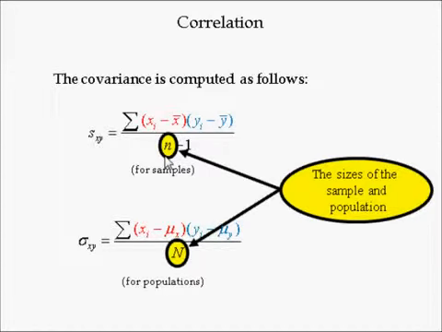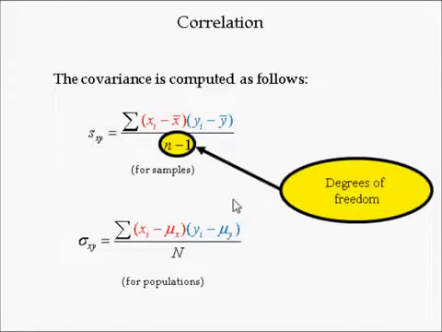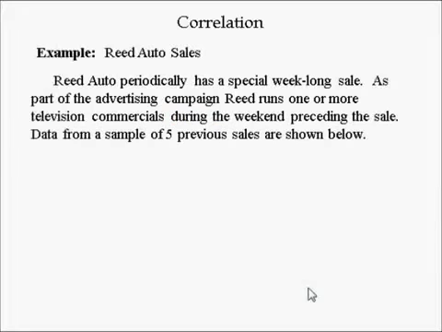If the sum of products of deviations from the sample means is divided by the sample size, the resulting statistic is a biased estimator of the population covariance. Dividing instead by degrees of freedom yields an unbiased estimator of the population covariance.